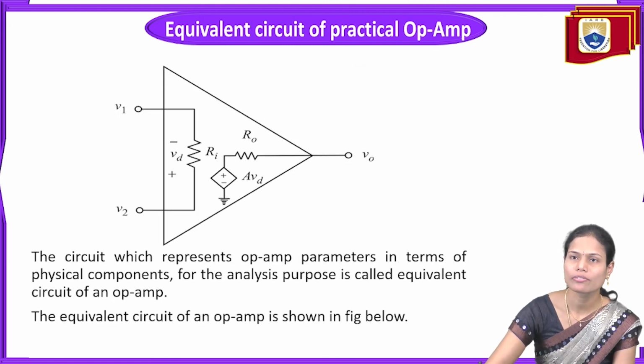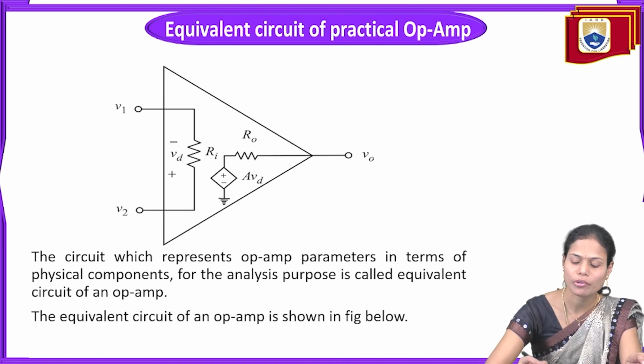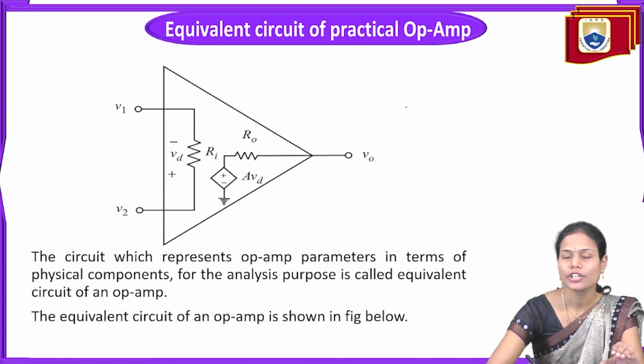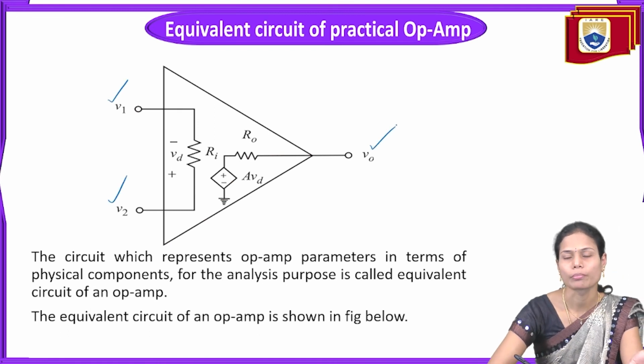So now we will see the equivalent circuit of the practical operational amplifier. We have already seen the block diagram. In the block diagram of the operational amplifier, from the input stage to the output stage, we have utilized different types of differential amplifiers. Whatever kind of differential amplifier we are utilizing here, any differential amplifier has two inputs and one output. So that's why in the case of the operational amplifier also we have two inputs and one output. So in the equivalent circuit also we are representing it in that way.